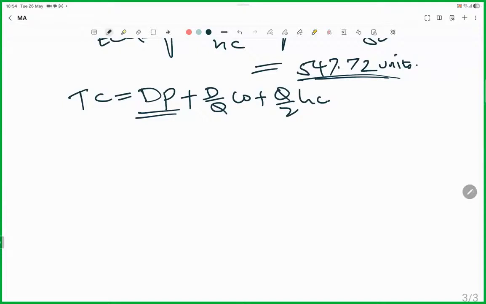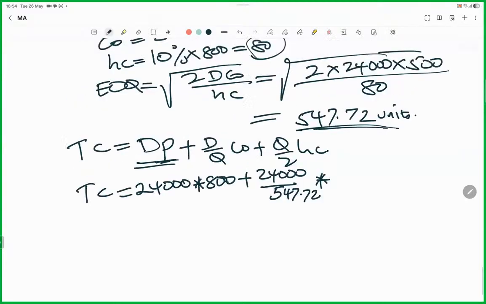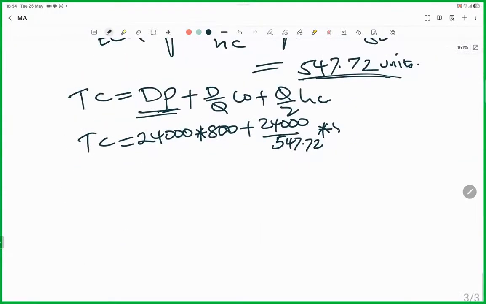So then we move slowly. Our total cost will be equal to annual demand times the purchase price. Purchase price is 800. Annual demand again 24,000 divided by Q, which is 547.7, times CO. What is the CO? Our CO is 500, plus Q, 547.72 over 2 times holding cost of 80.